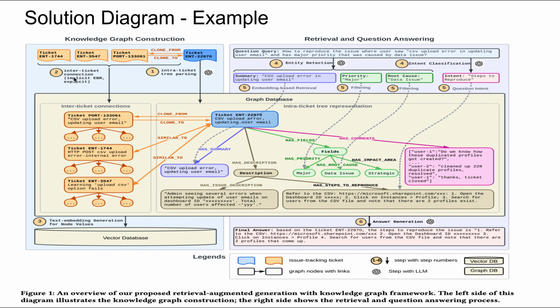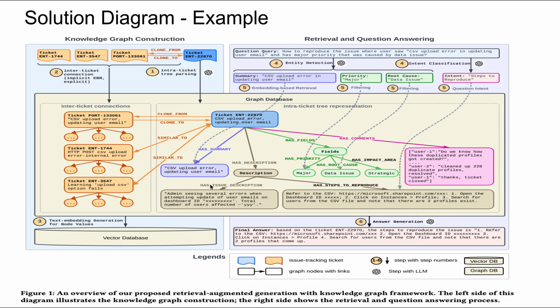The second step is the inter-ticket connections. As I said, there could be implicit and explicit connections. Explicit ones are very simple, but implicit ones are calculated using any simple embedding-based retrieval (EBR). So let's say this is the inter-ticket connections, and this ticket is then connected to all the matching tickets, in this way making a complete graph of this system connecting these particular nodes.